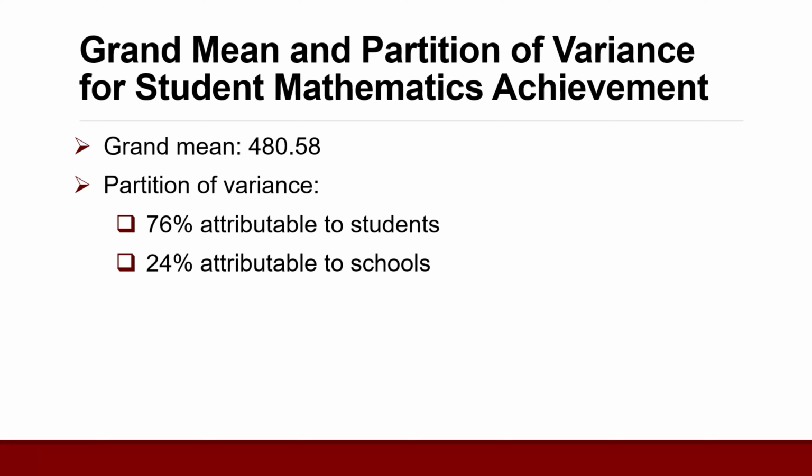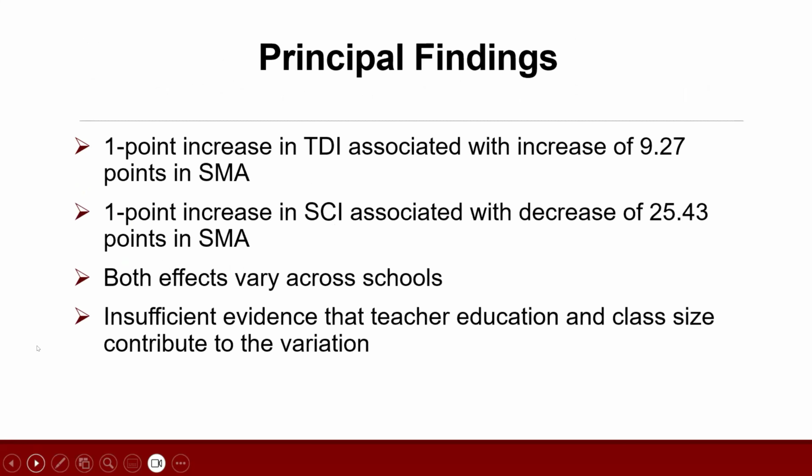Significantly, we found that about 3/4 of the variance was attributable to students, but about 1/4 of the variance was attributable to the schools. So school differences are definitely making a difference in students' performance. It's not all attributable just to the student differences.